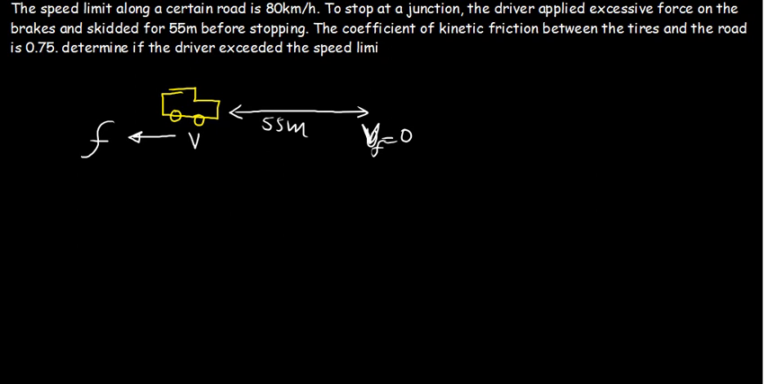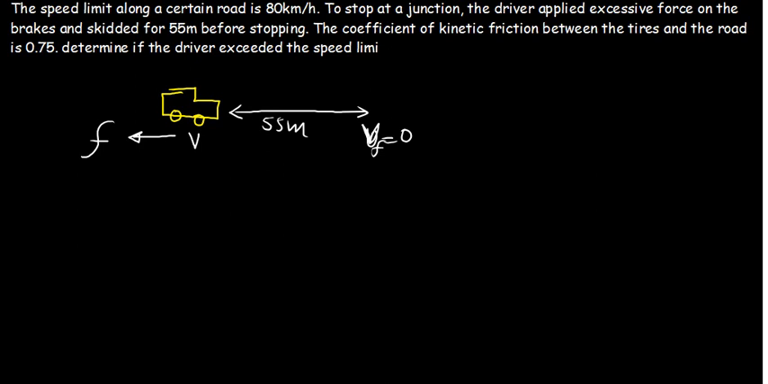The coefficient of kinetic friction between the tires and the road has been given. Now I want to find what was the initial velocity here so that we compare it to the speed limit. We see if the driver exceeded the speed.